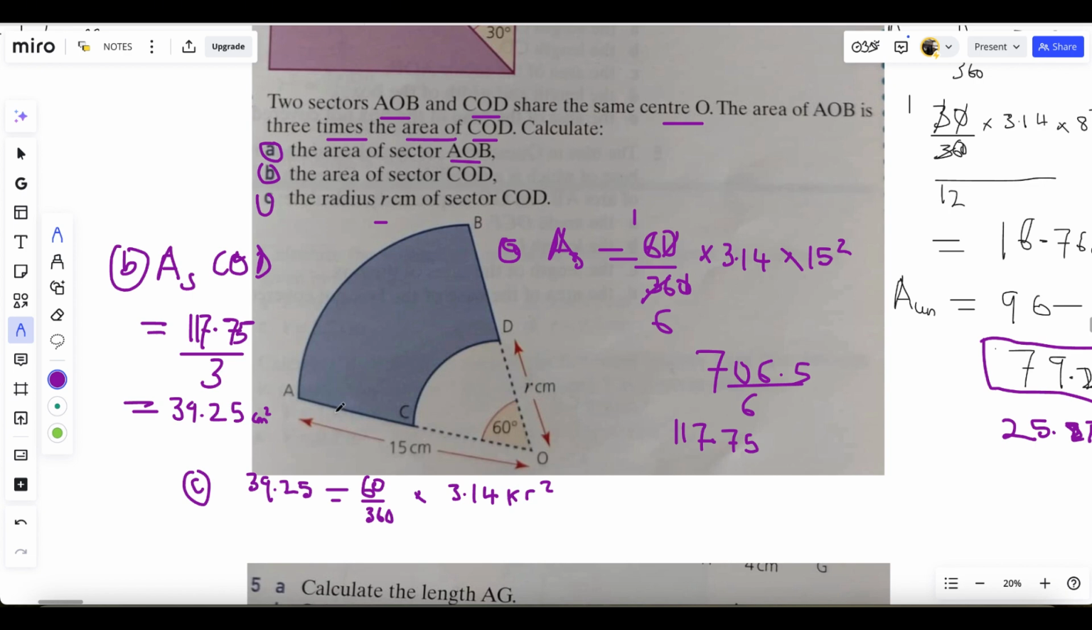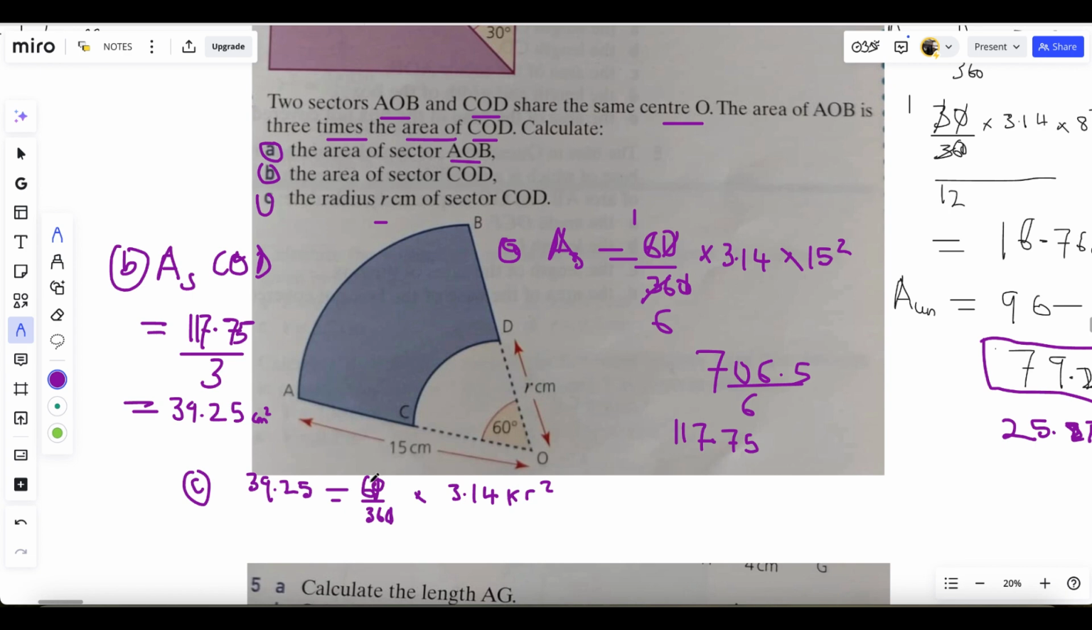Another way: if this one is 3 times the size of this one, what if we divide this radius by 3? Would we get 5? We're supposed to get 5, right? We can prove it from here and see if that works. So this 0 cancels this 0.